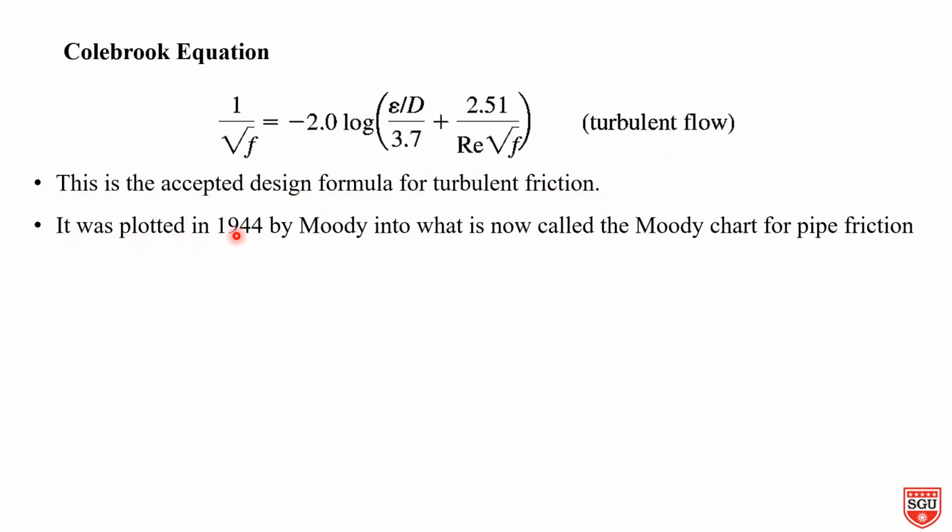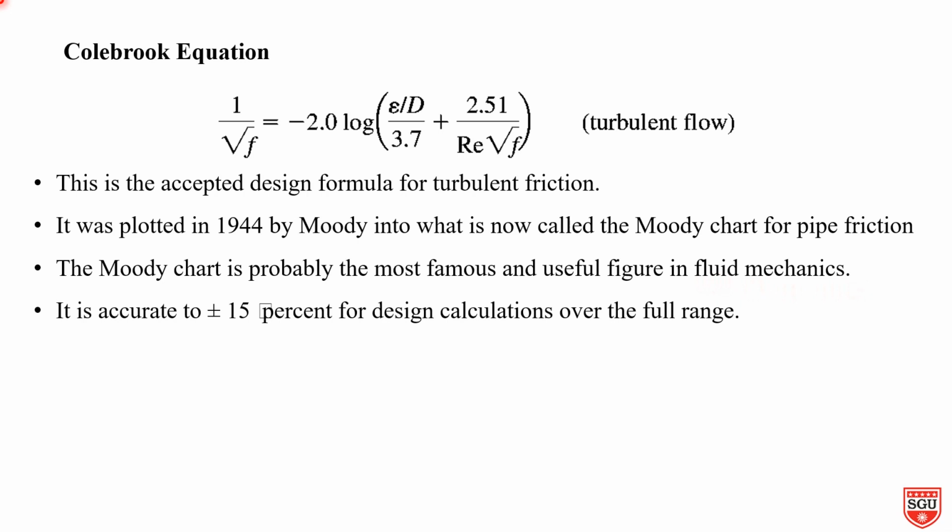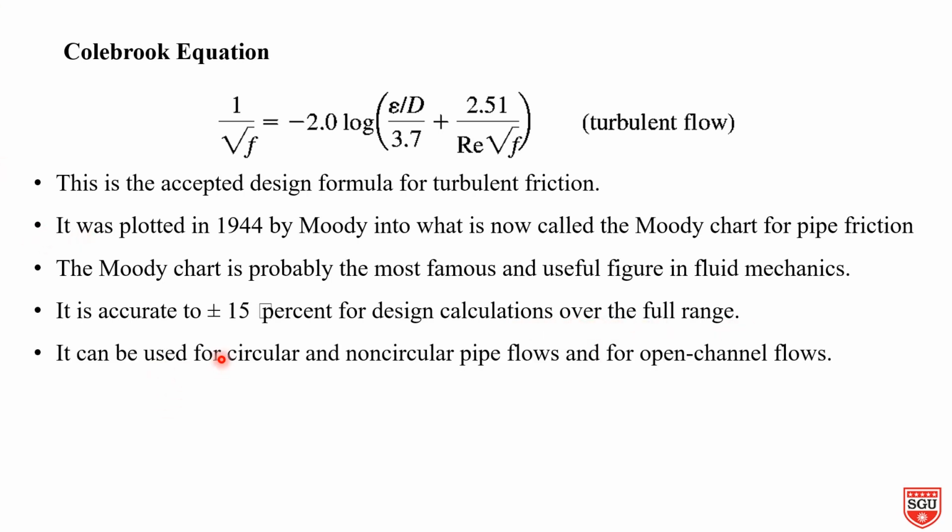It was plotted in 1944 by Moody into what is now called the Moody chart for pipe friction. The Moody chart is probably the most famous and useful figure in fluid mechanics. It is accurate to plus minus 15% for design calculation over the full range. It can be used for circular and non-circular pipe flows and for open channel flows. The equation is used to evaluate the friction factor if Reynolds number is known.